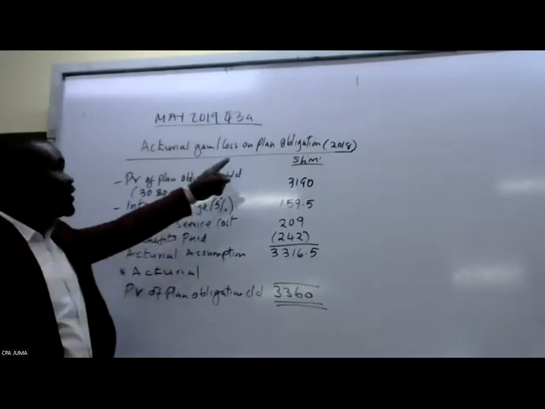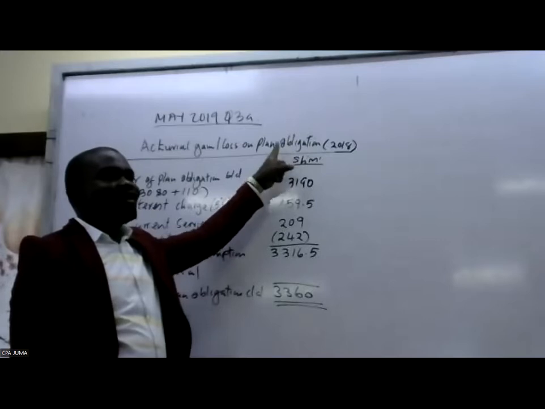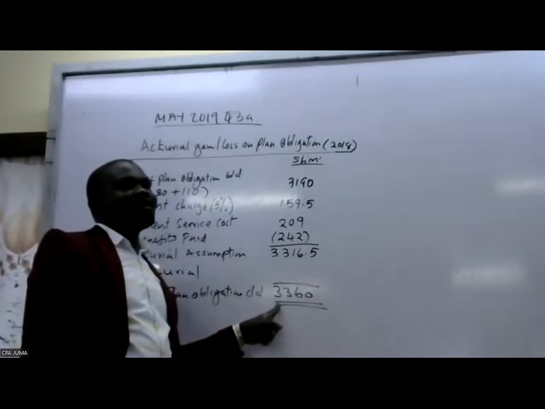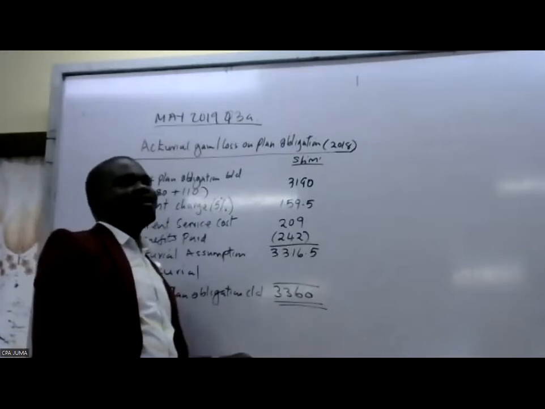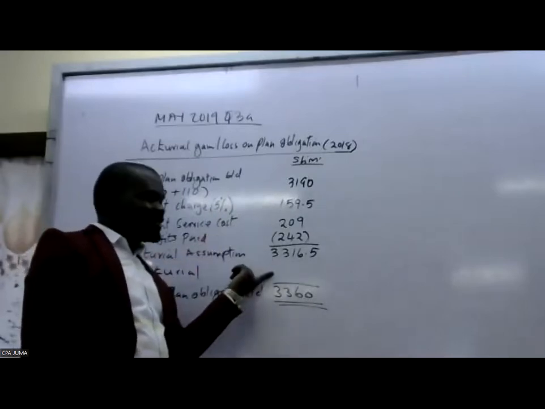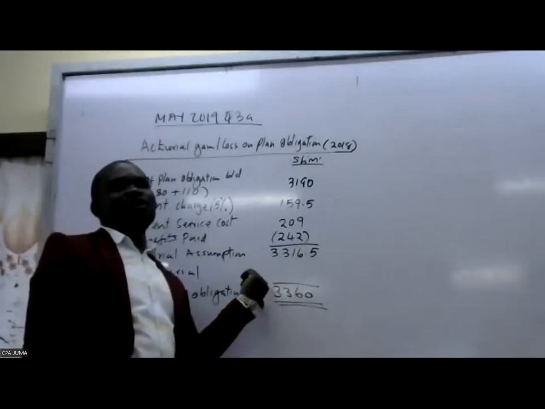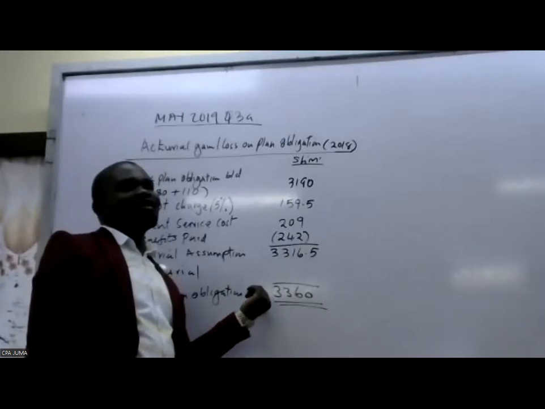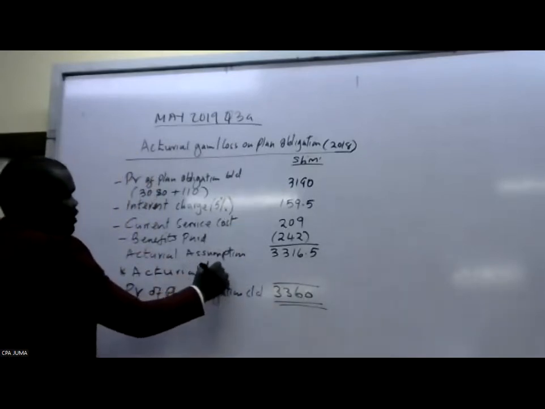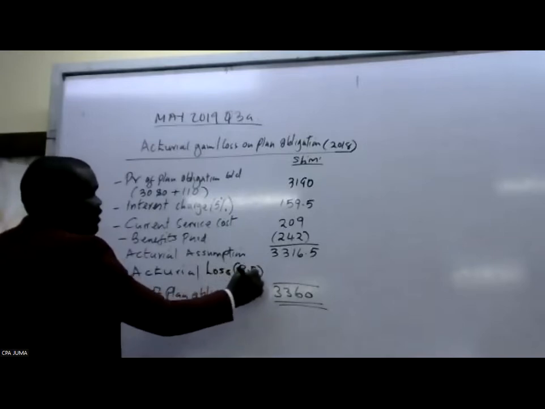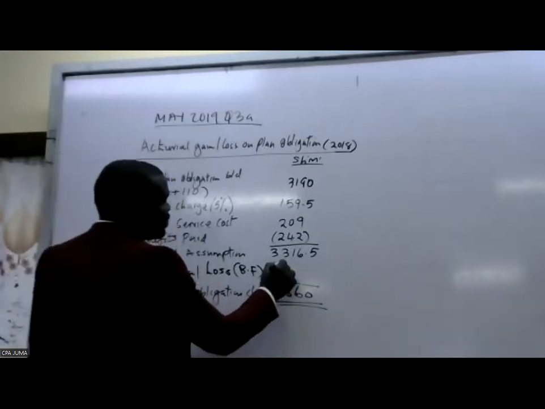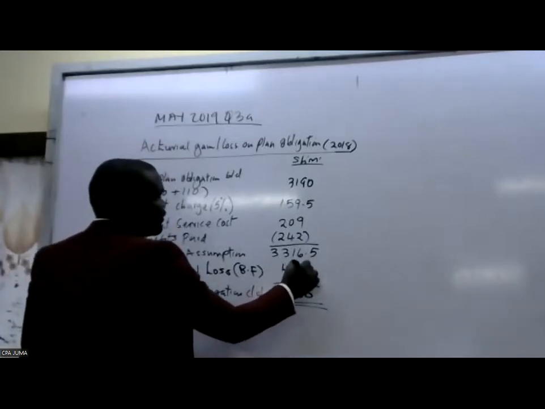So what had we planned? Our obligation was supposed to be 16. Then the actual outcome is that in the scheme the obligation has gone up. We have lost. So that is the actuarial loss, the balancing figure. We have lost how much? 43.5. Okay.